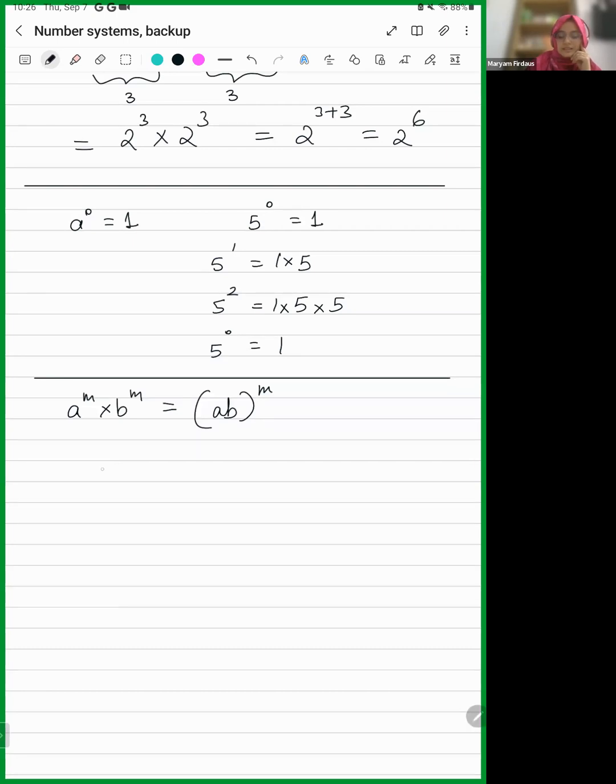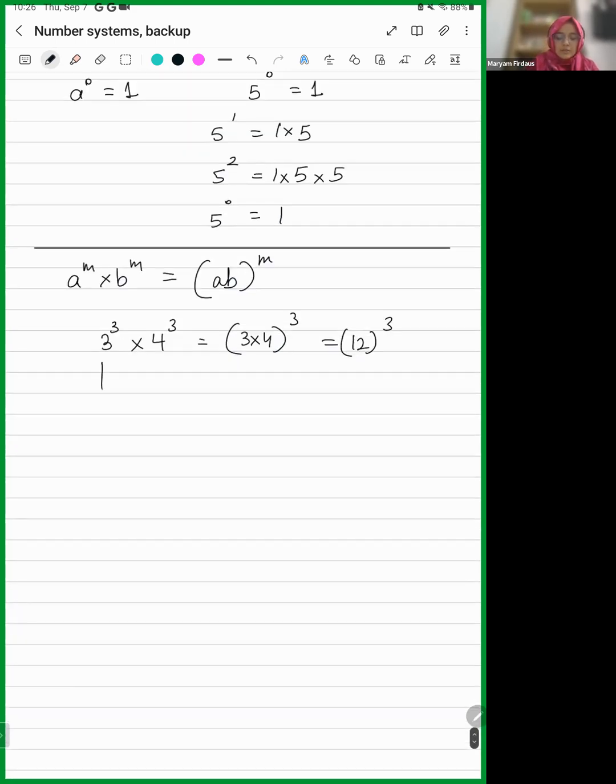3 raised to 3 into 4 raised to 3. Okay, fine. So it becomes 3 into 4 raised to the power 3, which is basically 12 raised to the power 3. And how do we get it? This happens when the exponent is the same. So 3 raised to the power 3 means 3 into 3 into 3. Now 4 raised to the power 3 is 4 into 4 into 4.